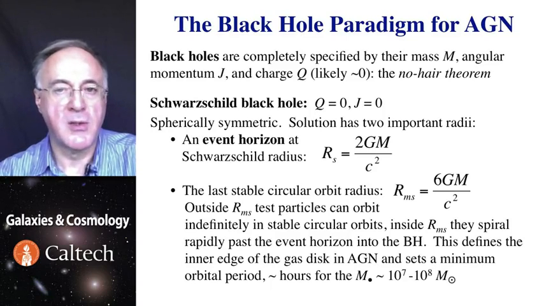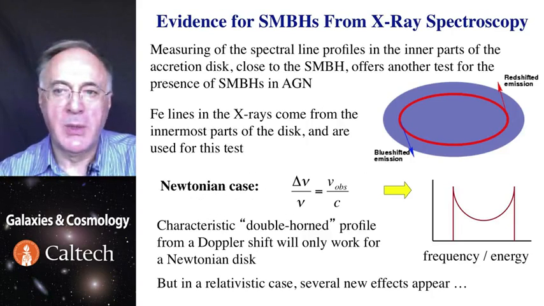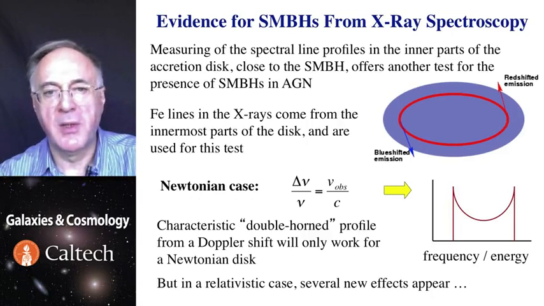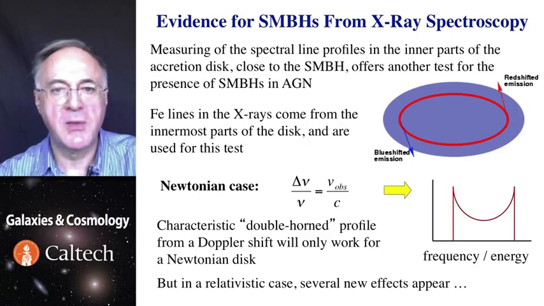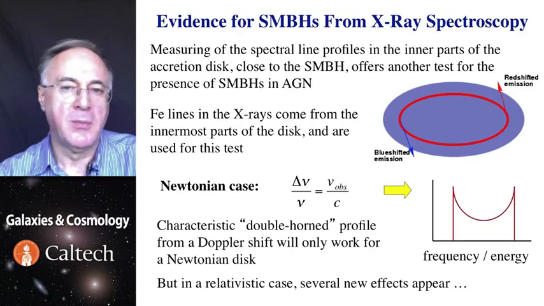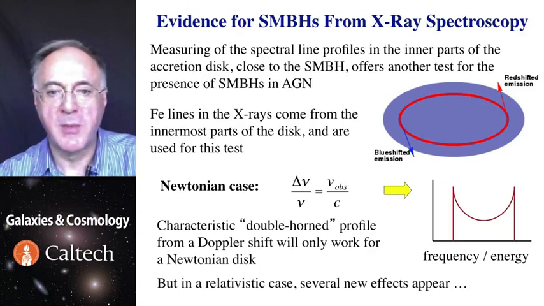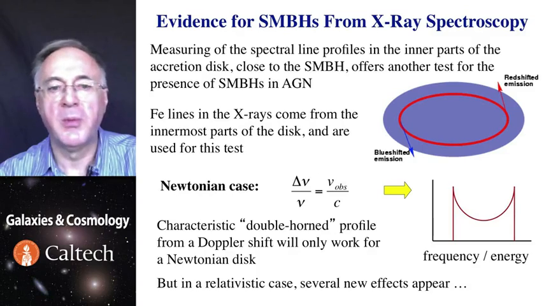And this is how close material has to come in order to be eventually absorbed. But how do we know it really is black holes? Well, it turns out there is another way to probe this, and this is from the X-ray emission. The material that's so close to the black hole is very hot. It's plasma at millions of degrees Kelvin, and therefore X-rays are a good way to probe it.